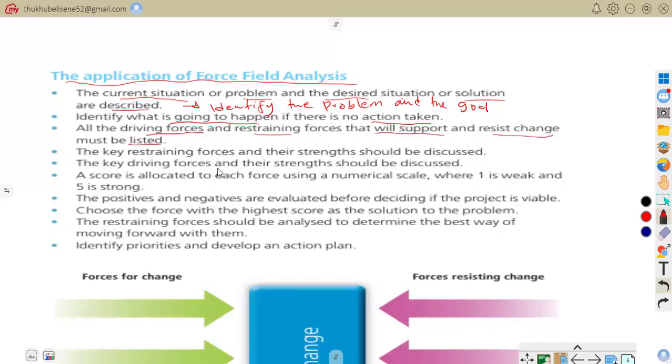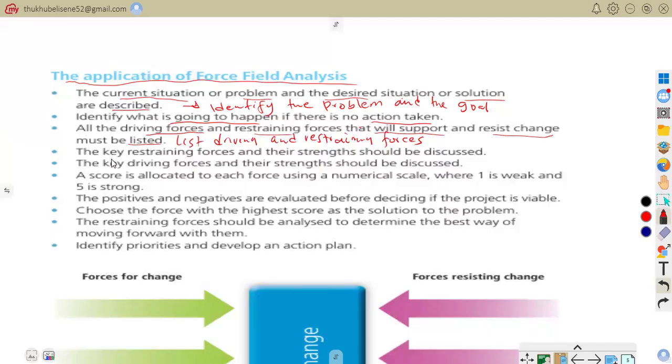Now coming to another statement, all the driving forces and restraining forces that will support and resist change must be listed. So what it means is that you list driving and restraining forces. That's what we are told. It means identify factors helping and resisting change.